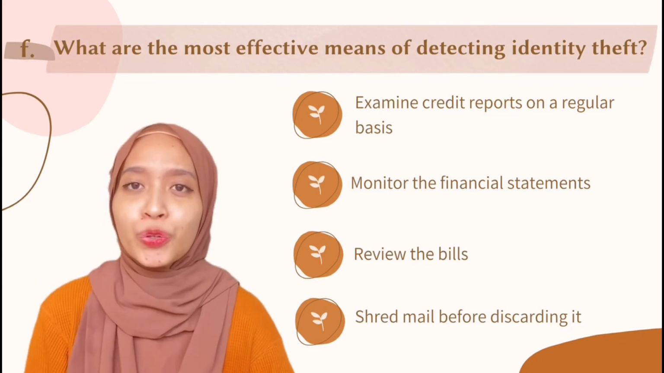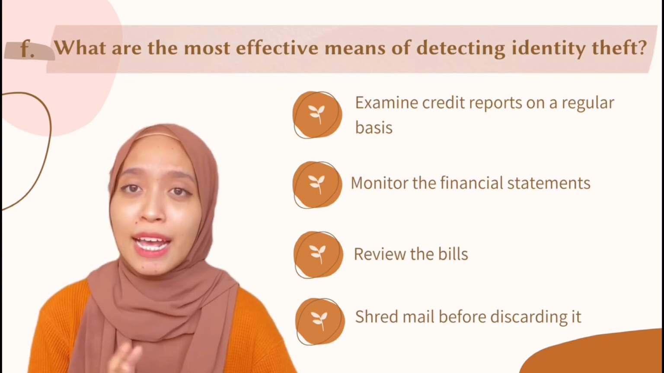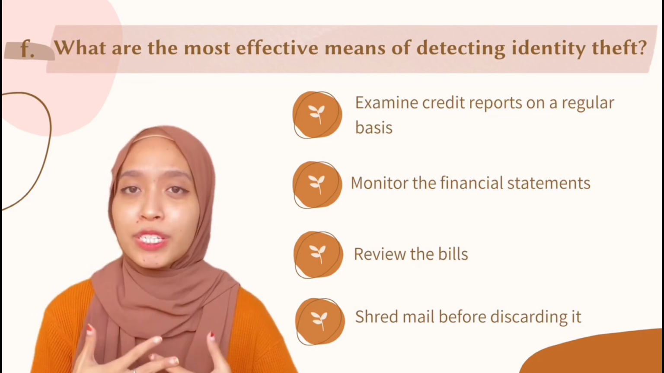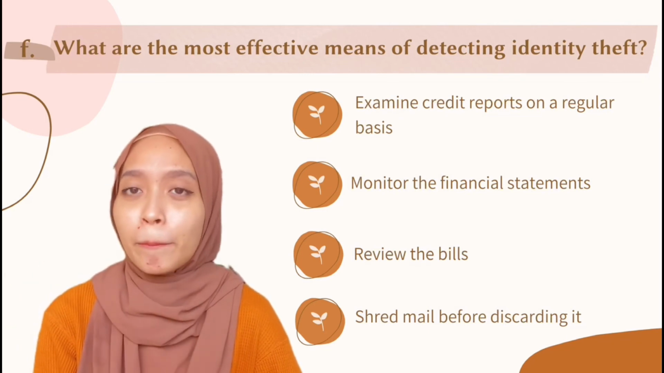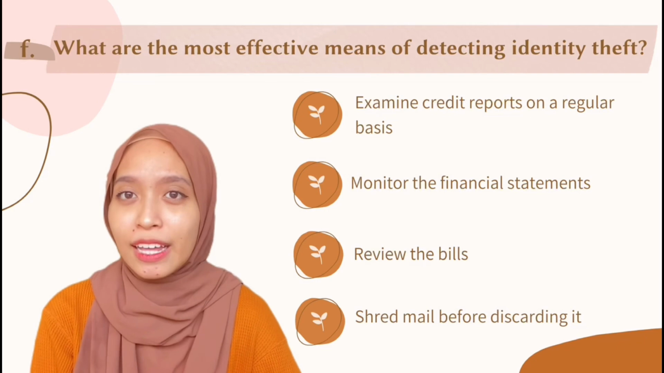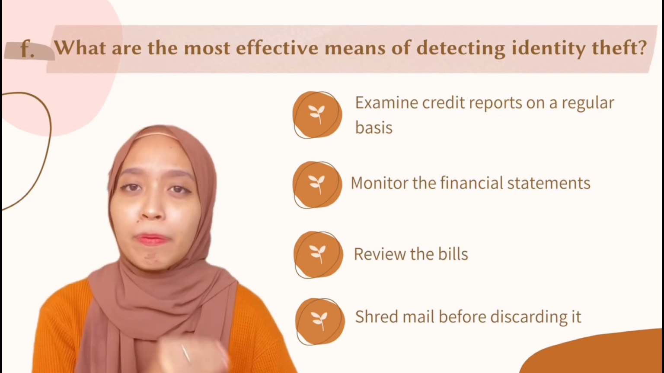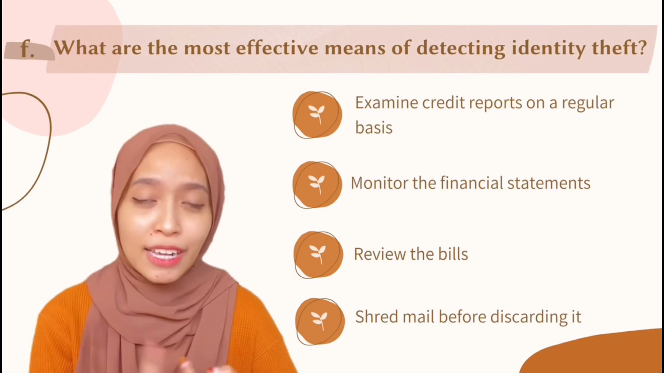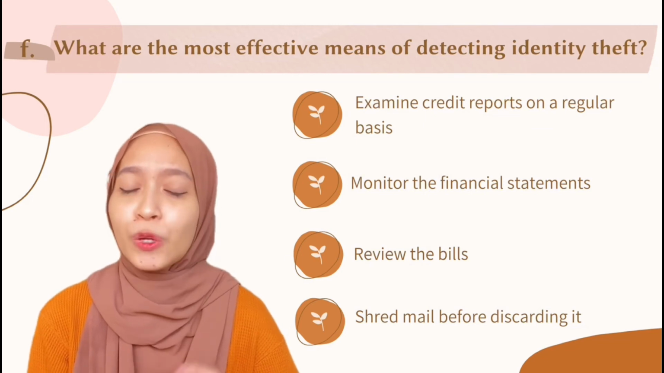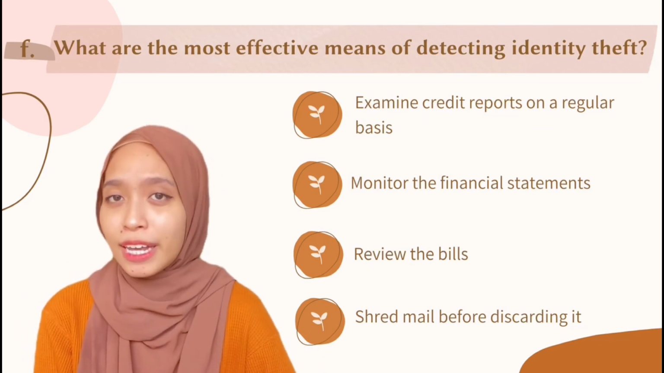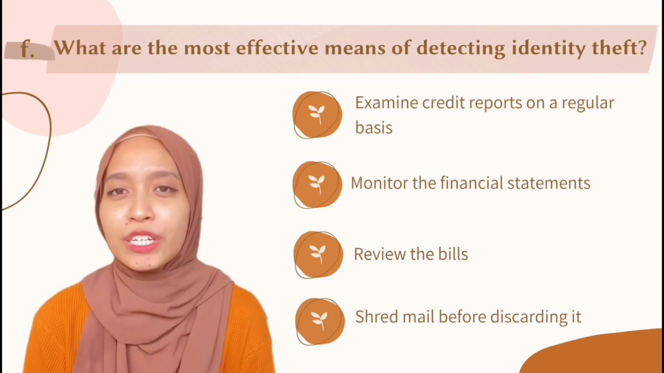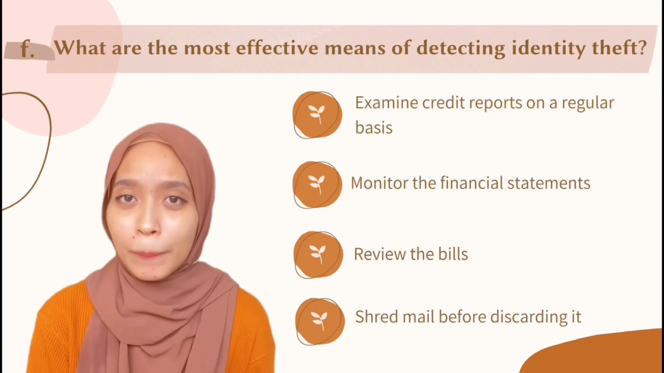They might be able to create a new identity if they access key information like our social security number. The way that we can prevent it is by shredding mail before discarding it. Also, shred pre-approved credit card offers, tax-related documents you don't need, documents that contain credit card numbers or other personal details, or maybe any communication from financial companies.